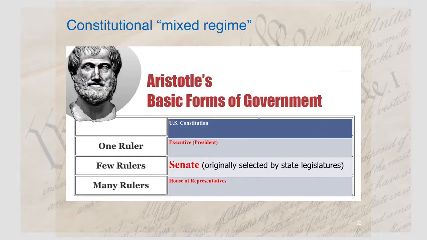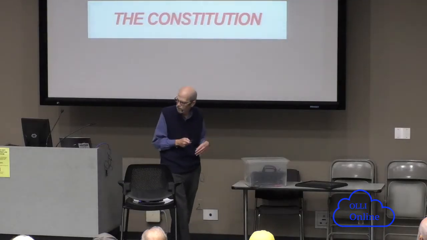So in a way, the Aristotle model of how you set up government is followed in the Constitution. You have something that looks a little bit like a monarch, that is a single ruler, the head of the executive department, the president. You had a few rulers in terms of the Senate, appointed by state legislatures, not by governors, but by state legislatures. And many rulers through the House of Representatives. Okay, that's a quick overview.